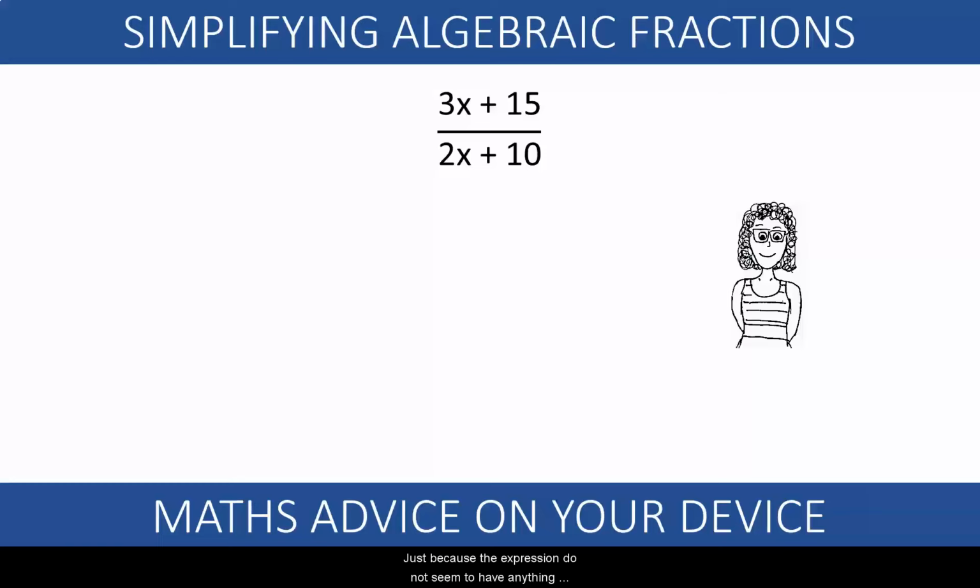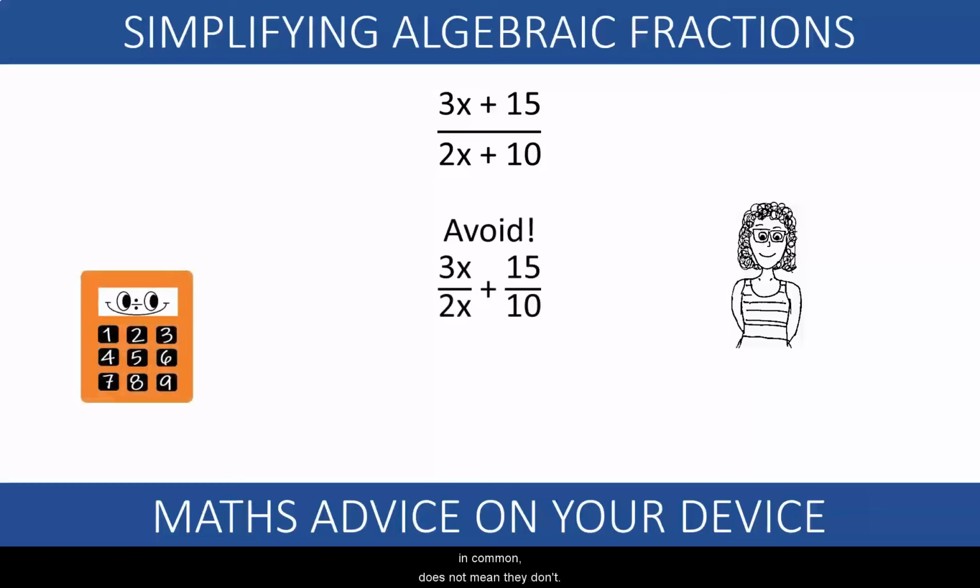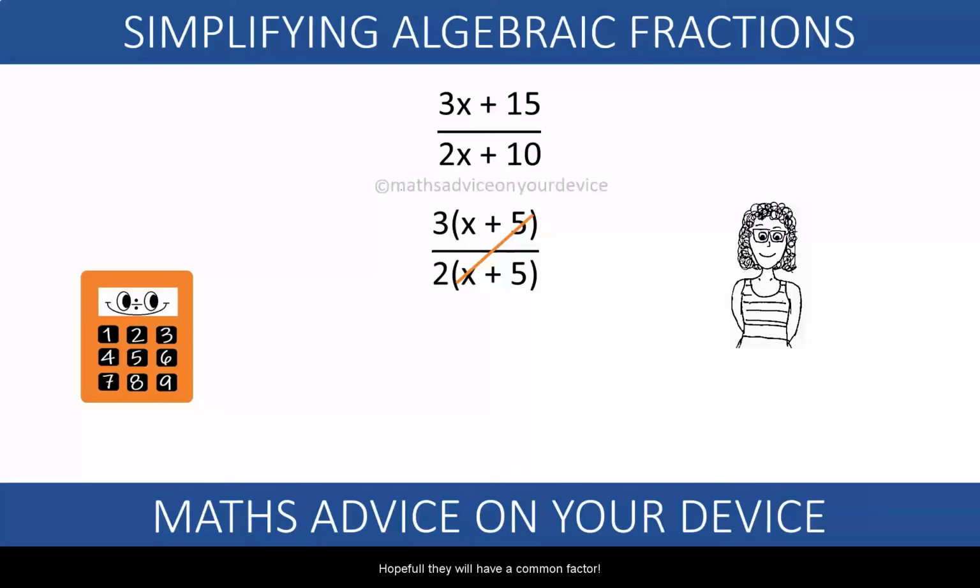Just because expressions do not seem to have anything in common doesn't mean they don't. The most common mistake I have seen students making here is to split it into 2 fractions. Please, please, please avoid this. Instead, we factorize each expression and hopefully they will have a common factor. Voila! Cancel x plus 5 down. The answer is 3 over 2.